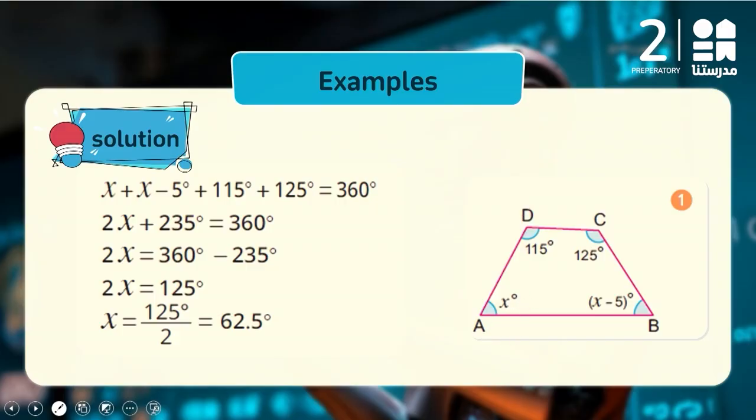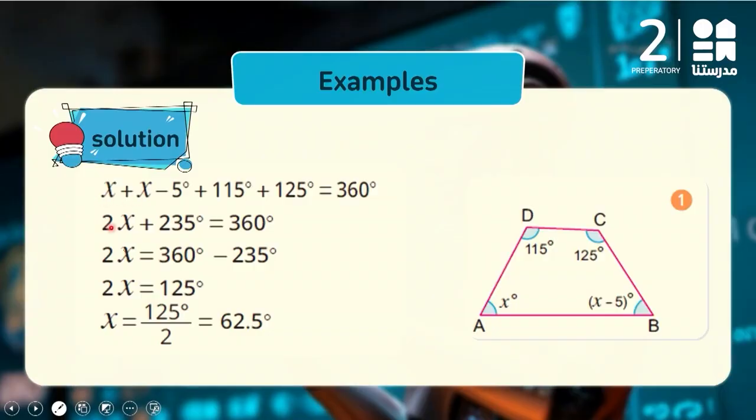We have ABCD, a quadrilateral, and we know that the sum of interior angles of a quadrilateral is 360 degrees. So we can say that x plus x minus 5 plus 115 degrees plus 125 degrees equals 360 degrees, which equals the sum of interior angles of a quadrilateral. x plus x equals 2x, and 115 degrees plus 125 degrees minus 5 equals 235 degrees. That equals 360 degrees, okay?